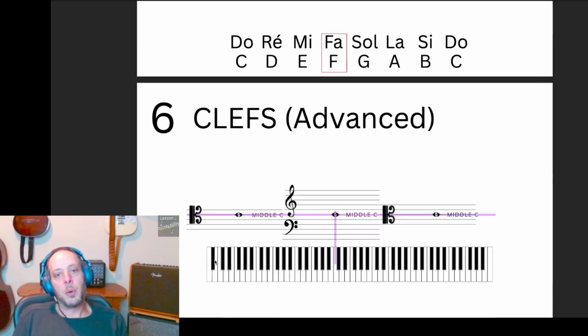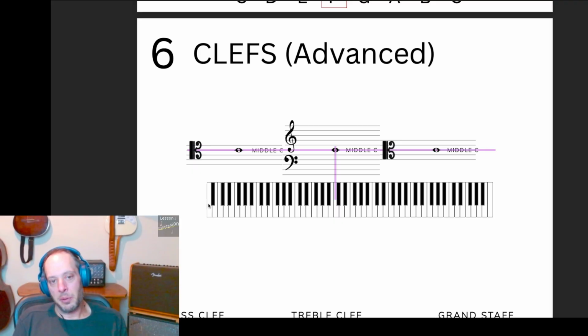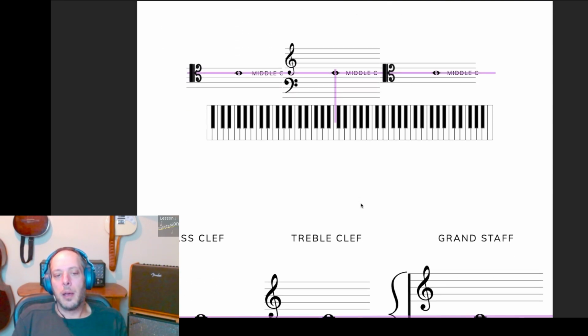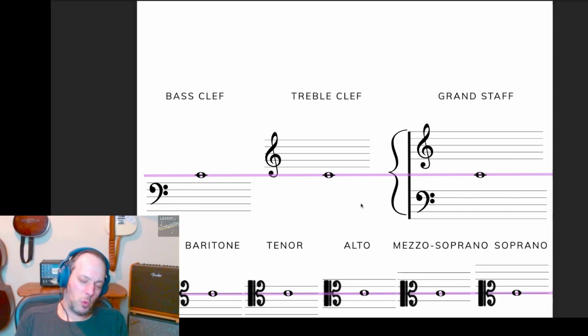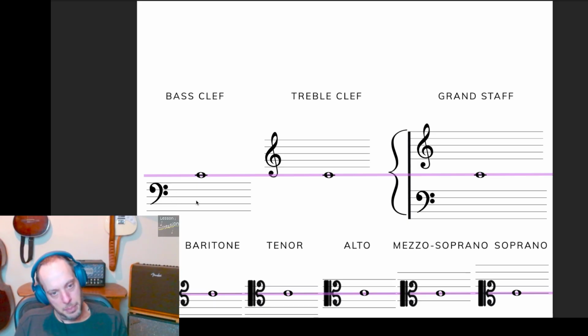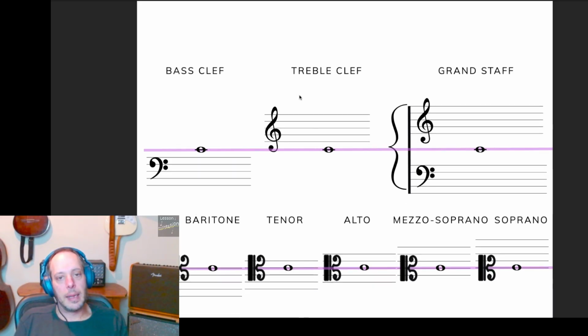So there's one last thing I want to show you guys, which is the more advanced C clef. It's a stylized C, just like the G clef was a G and this was an F for the F clef. It's a little more advanced. It's the tenor and alto clef. And we'll talk more about that at another time. It's quite rare. The most popular ones used are the bass clef and the treble clef.